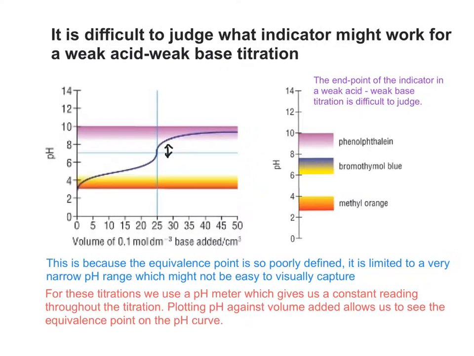Another way of looking at it might be to say that the end point of the indicator in a weak acid, weak base titration is difficult to judge. So again, this is why we use pH meters to try and tell us the exact equivalence point of these types of titrations.